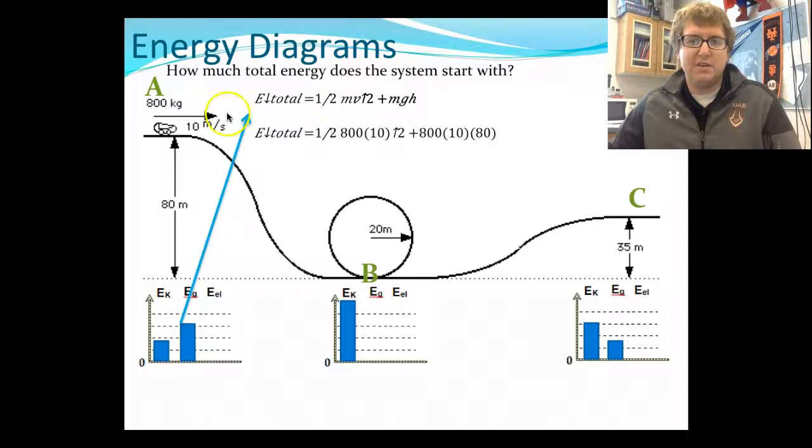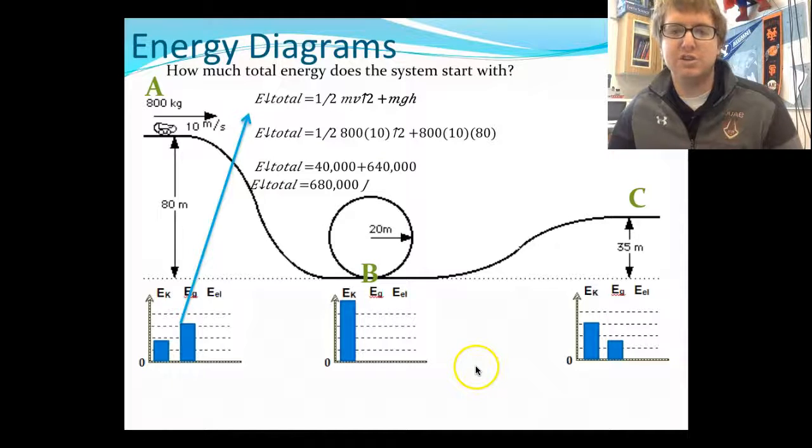We found out that we're moving, mass is 800 kilograms. We're moving at 10 meters per second, so we have to square that, plus 800 times 10, rounding 9.8, with an 80-meter height. You add all that up, 40,000 plus 640,000, you get a total energy of 680,000 joules, which means in situation B, we're going to have 680,000 joules, and in situation C, we're going to have 680,000 joules. This is the conservation of energy.